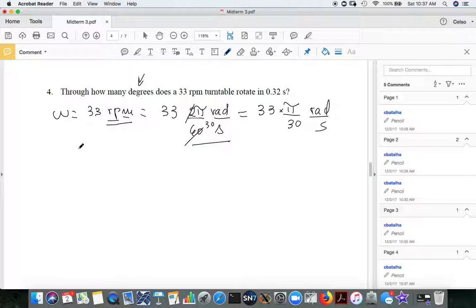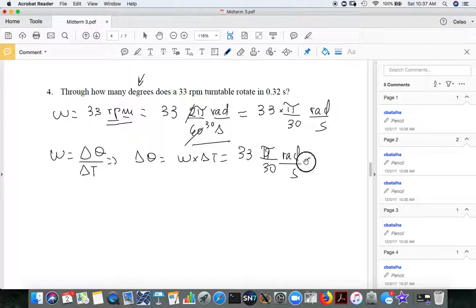All right, so we have omega and we want to find the angle. Some of you assumed there was some acceleration, but there is no acceleration in this problem. There is no change. It's assumed this turntable is rotating with a constant omega. There is no stopping and going, no deceleration provided here. So omega is the angle through which the turntable rotates over time. Therefore, the total angle is omega times time, and the rest is just to multiply 33 pi over 30 radians per second times 0.32 seconds. That will give you an angle in radians.